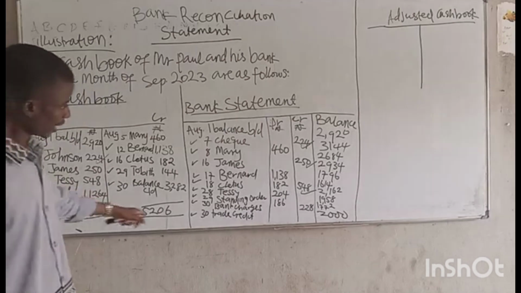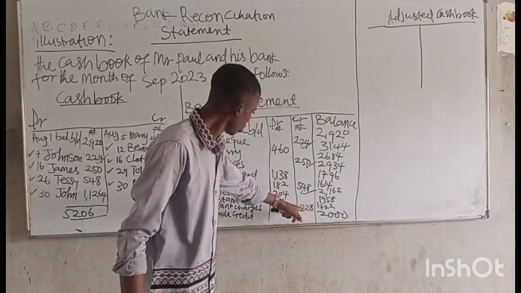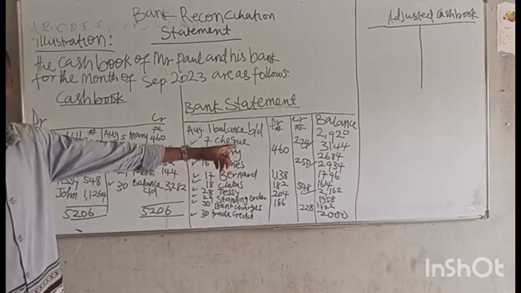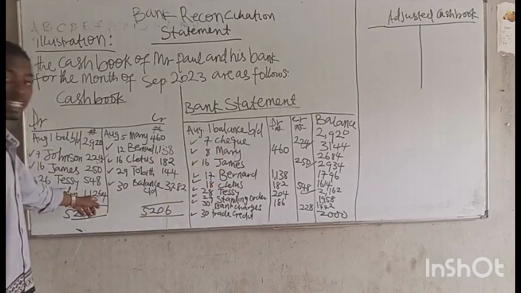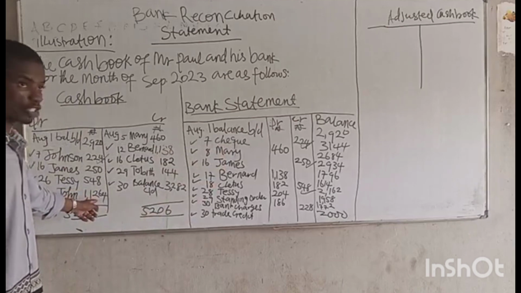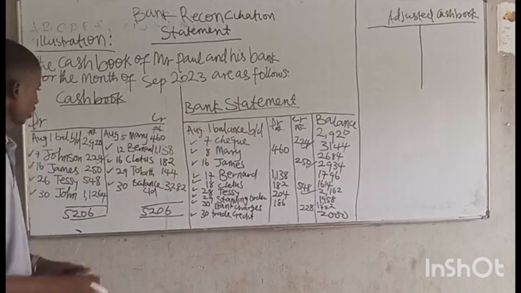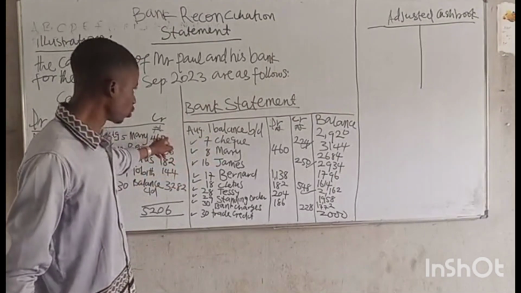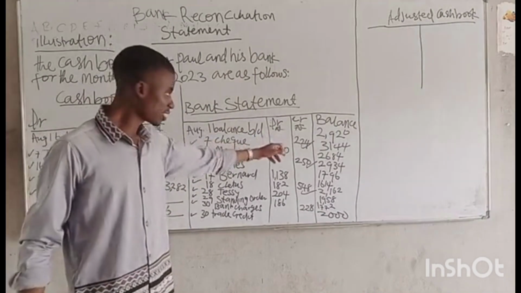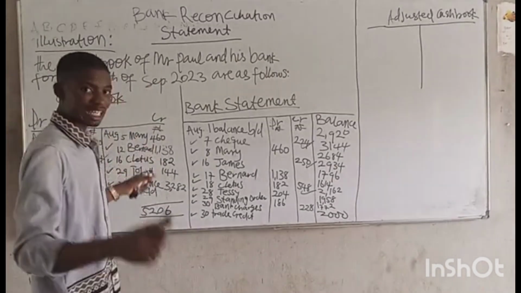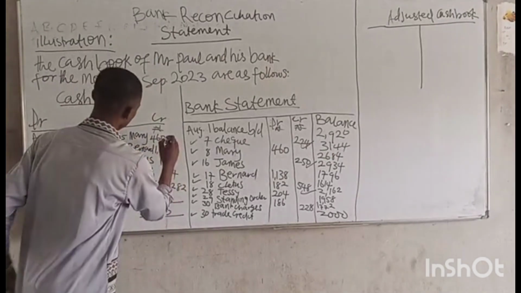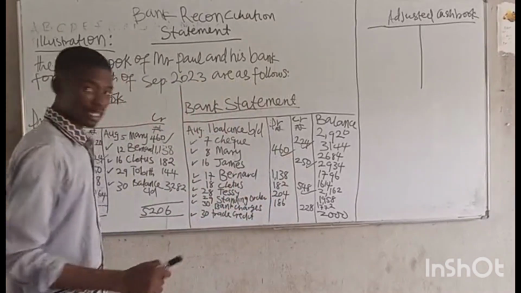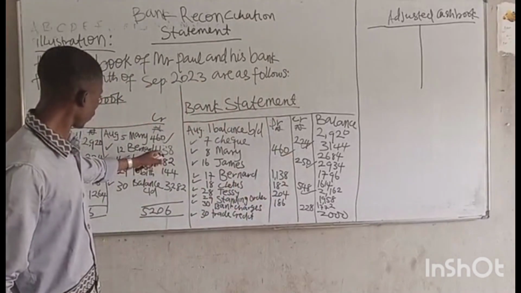The next transaction is 101264, and it does not appear here. So it means this one that does not reflect in the bank statement is an uncredited check, which we use in the preparation of the bank reconciliation statement. Okay, let us also compare the credit side of the cash book with the debit side of the bank statement. The first transaction here is 460. 460 is also here. The next transaction is 1,138.